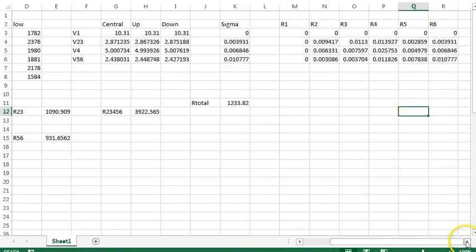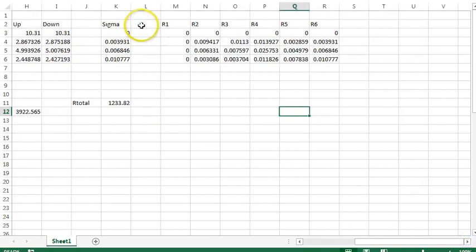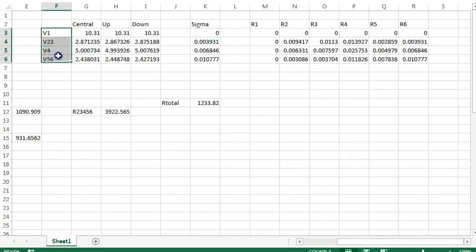All right, so what is this chart I have here? This is the error. I'm going to copy the labels again. This is the error on V1 due to each of the resistors. This is the error on V2 and V3 due to each one. This is the error on V4 due to each one. And this is the error on V5 and V6 due to each one.